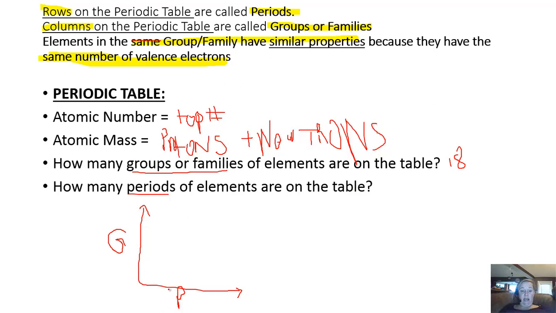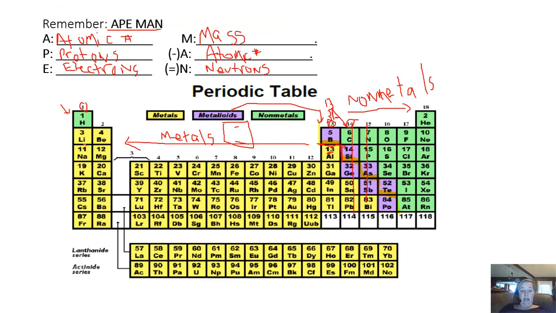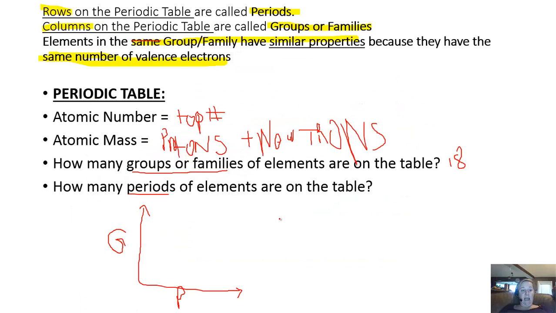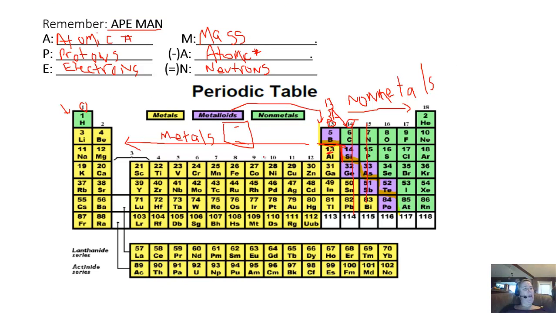Some of you may be wondering, if groups tell me valence electrons, what do periods tell me? Well, every element that's on the same period has the same number of energy levels. I don't think you're going to be asked that on the STAAR test, but it's good to know. So every element on period 1, which is just hydrogen and helium, has 1 energy level. Every element on period 2 has 2 energy levels. Every element on period 7 has 7 energy levels. All right, moving on. Let's go to our practice.